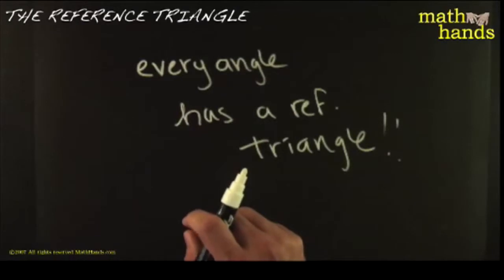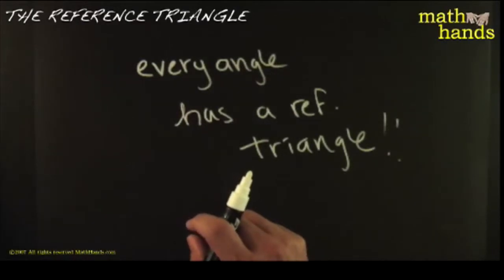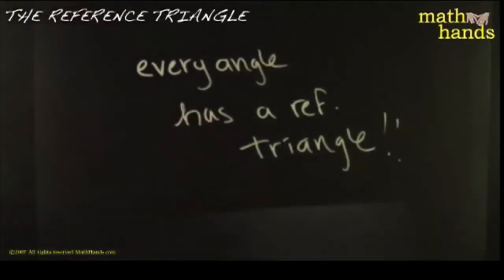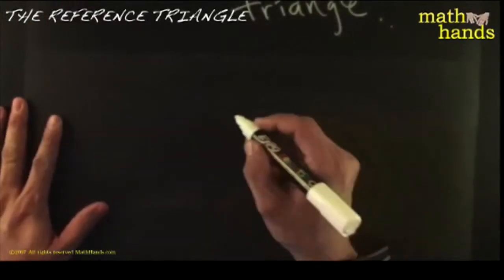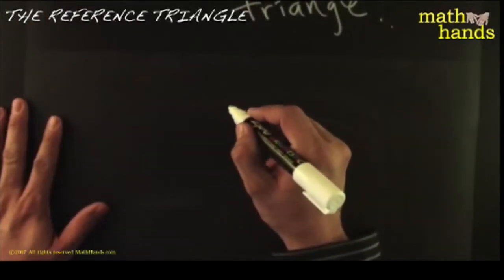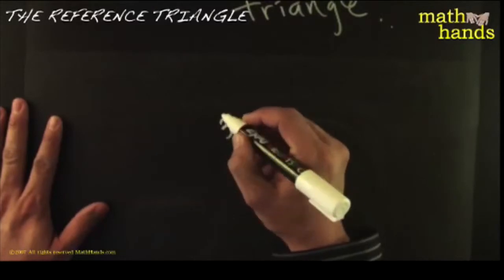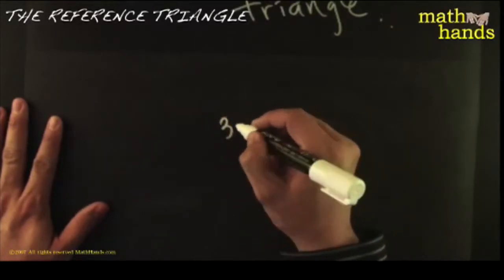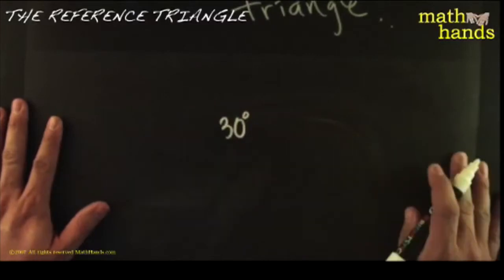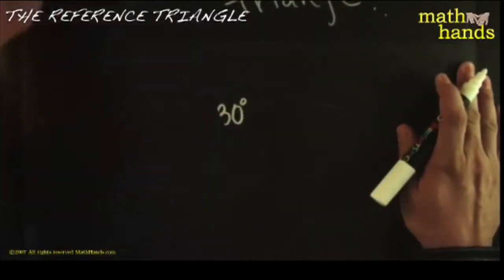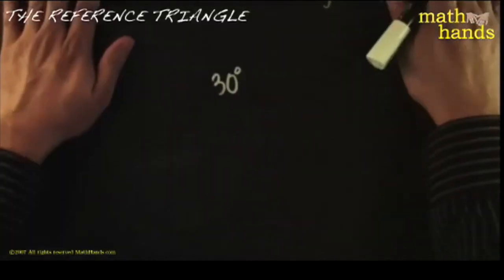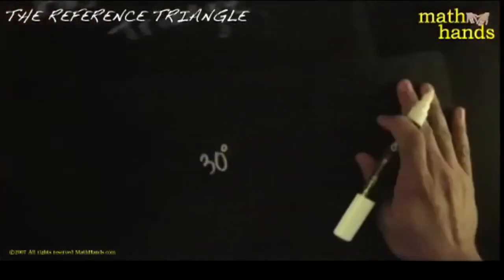Okay, so let me tell you the recipe for a reference triangle. Here's the recipe. You have to start off with, of course, an angle. Suppose you started with some angle, 30 degrees. According to our statement here, every angle has a reference triangle, so 30 degrees must have a reference triangle. Here's how you cook up a reference triangle.